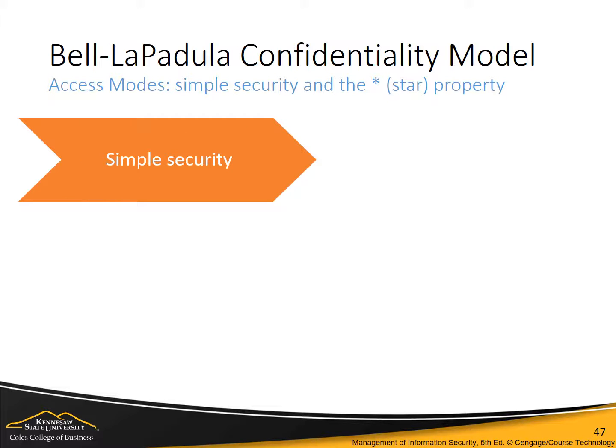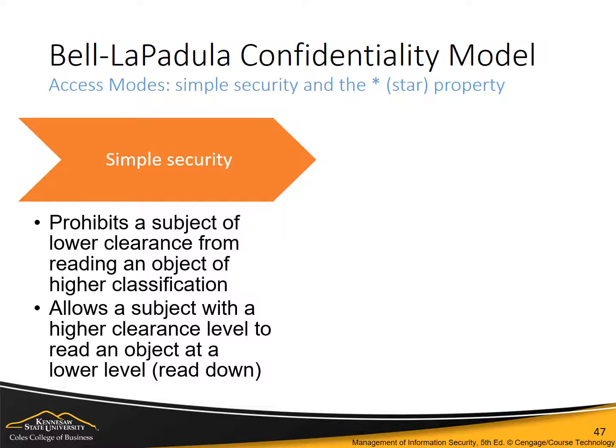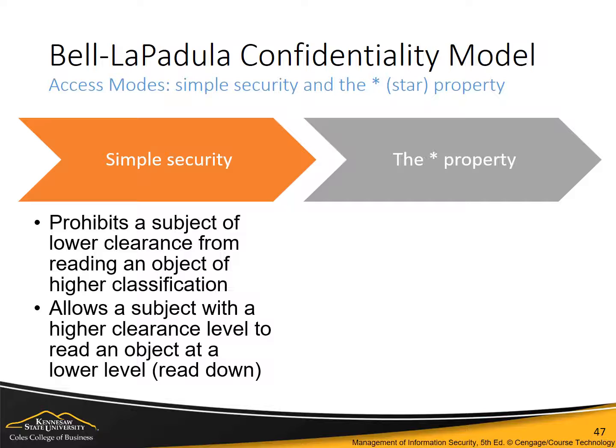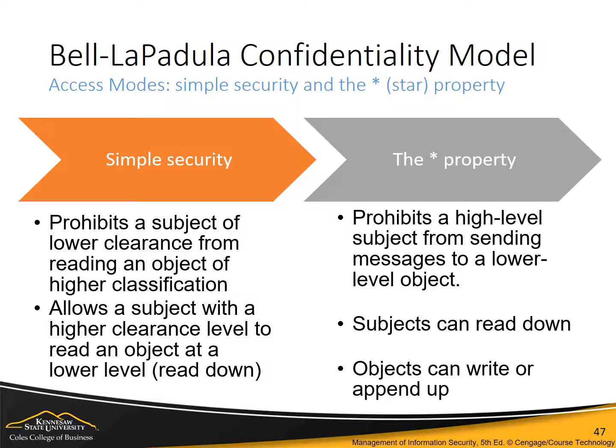Simple security, also called the read property, prohibits a subject of lower clearance from reading an object of higher classification, but allows a subject with a higher clearance level to read an object at a lower level, so they have read down access based on their clearance or classification. The star property, in contrast, is called the write property. It prohibits a high-level subject from sending messages to a lower-level object. In short, subjects can read down and objects can write or append up.